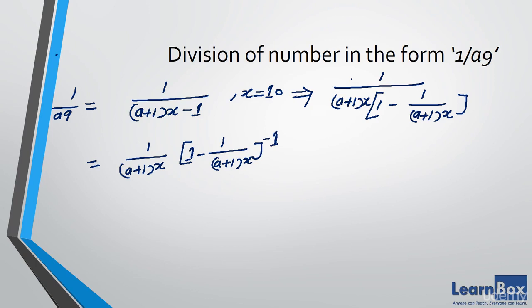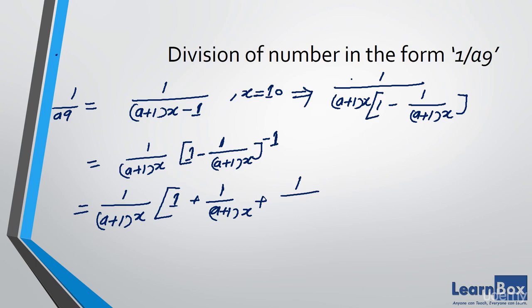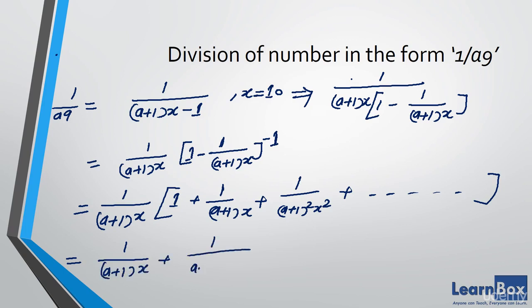power minus 1. Why minus 1? Because you have taken the inverse of this. So if you remember the formula of 1 minus 1 by n raised to the power minus 1, we can further write the equation as this: into 1 plus 1 by (a plus 1) into x, plus 1 by (a plus 1) square x square, up till infinity. Simplifying further, we get 1 by (a plus 1) x, plus 1 by (a plus 1) square x square, plus 1 by (a plus 1) cube x cube, and so on up to infinity.